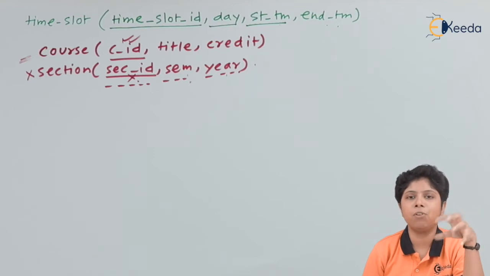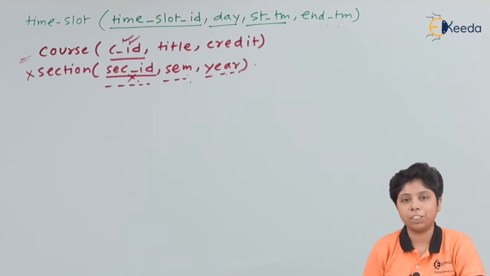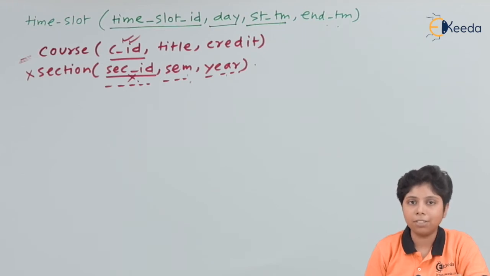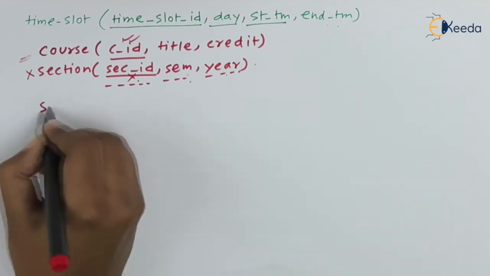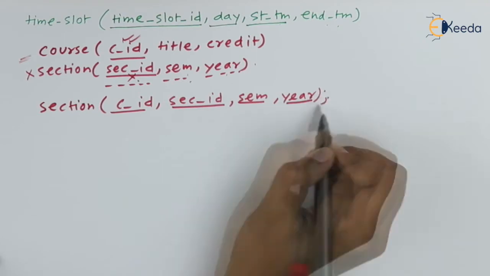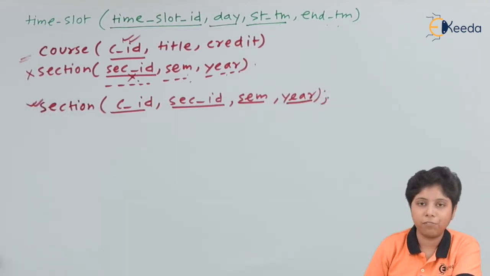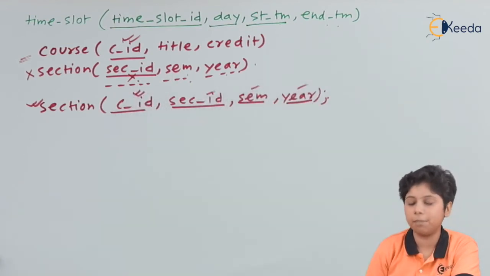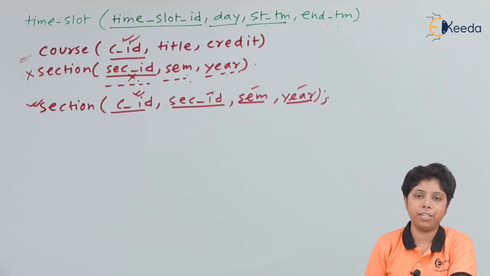Now, how do we make it in a relational schema? We cannot have a discriminator in the relational schema. So we can combine the primary key of the defining or referring relation with the discriminator of the weak entity relation, combining them as the primary key of the weak entity relation. So this is the relational schema on section that we can make, with a primary key of the combination of course ID as well as the section ID, semester and year of the section weak entity.